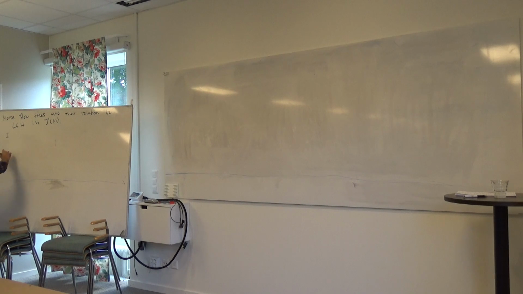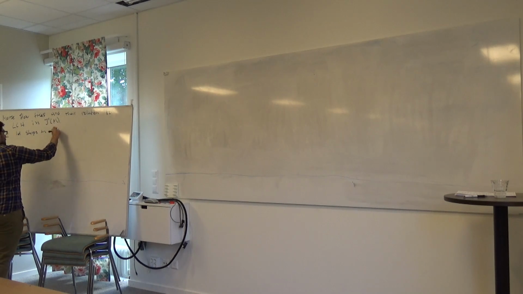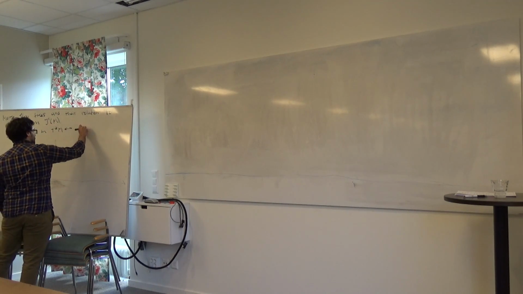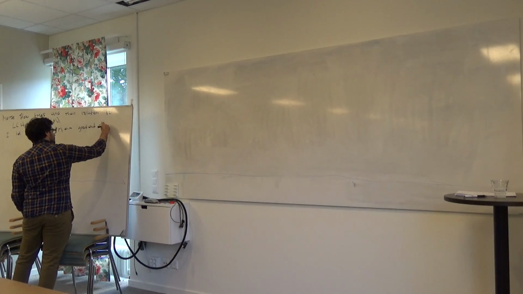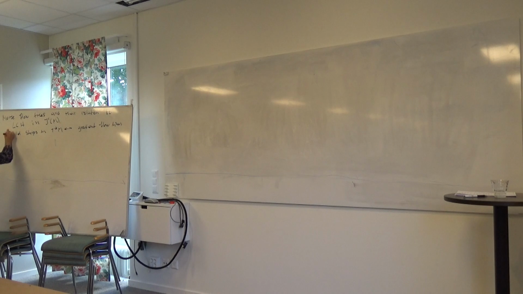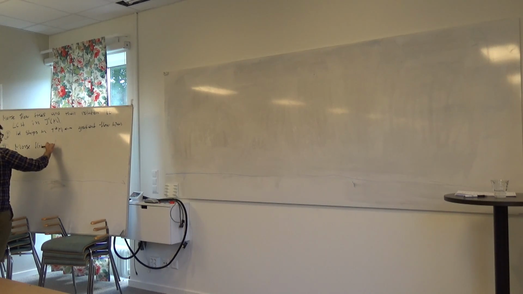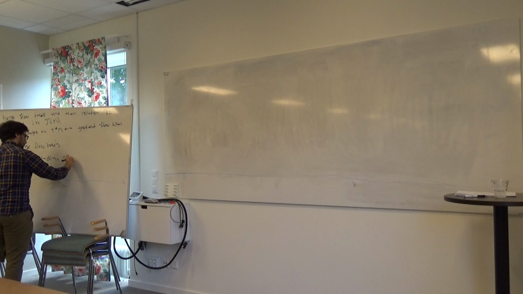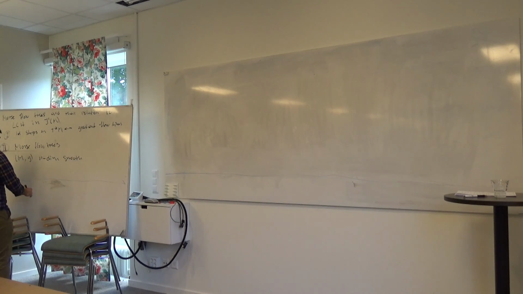I will first talk about the correspondence between holomorphic strips in T star M with gradient flow lines. And then the second part I will talk about Morse flow trees. So throughout the talk I will just fix some n-dimensional smooth Riemannian manifold.